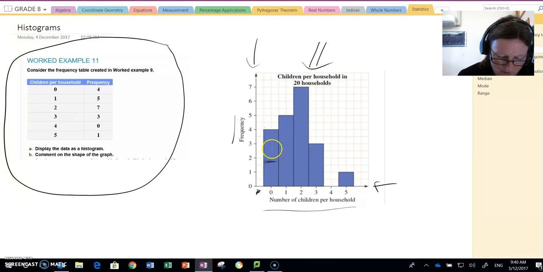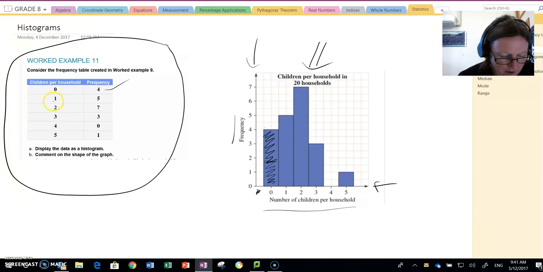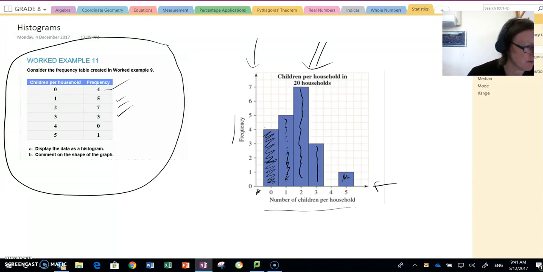So here's our first column. So this here is going to represent the number of houses that had 0 children. That is 4. So we go up and we rule that up to 4. Then how many houses had 1 child? That was 5. So there's our 1 child and we rule that up to 5. 2 children was 7, so we rule that up to 7. 3 children, there was 3 houses. There was no houses with 4 children, and there was 1 house with 5 children.